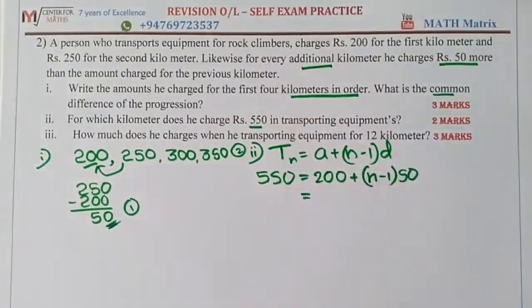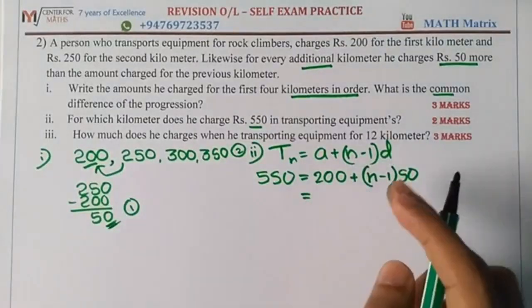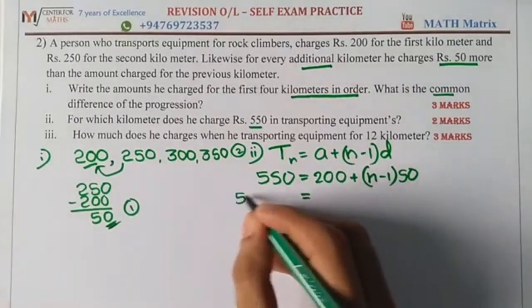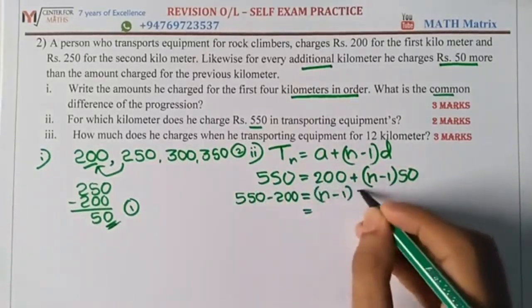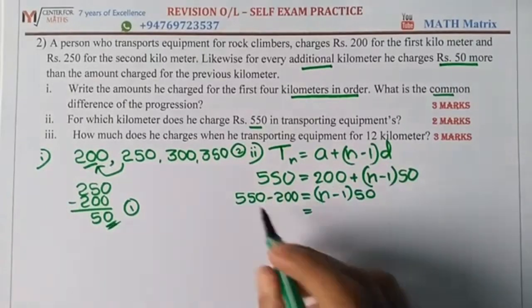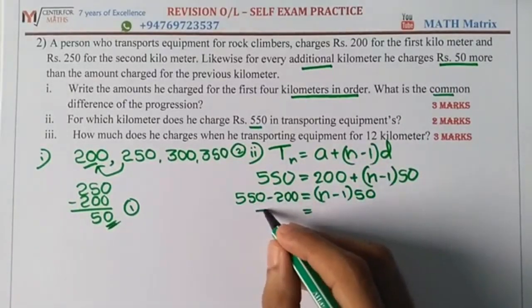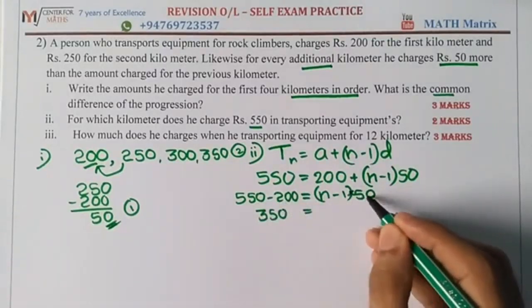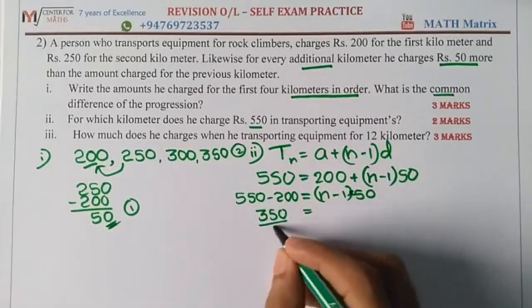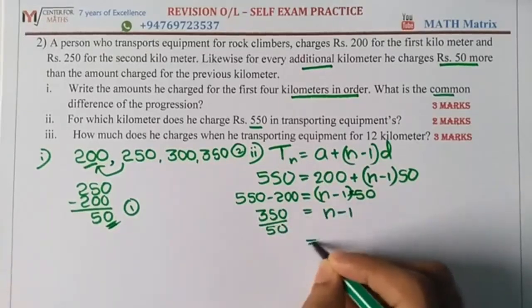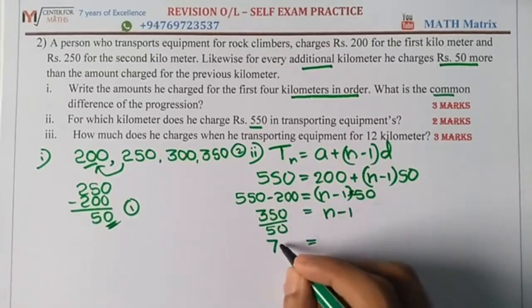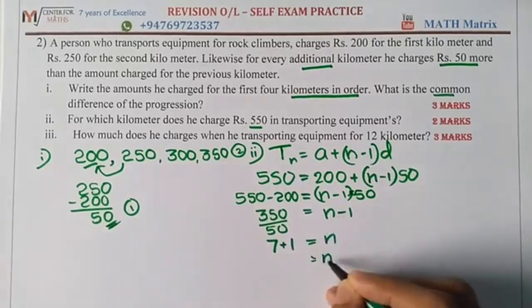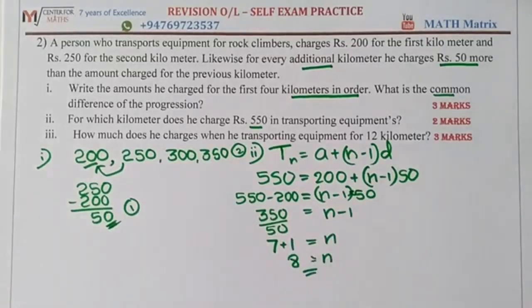Now can we make n the subject or not? Yes, that's easy for us. 200, if we take that to the right side, there will be minus. 550 minus 200, and n minus 1 within bracket into 50. So 550 minus 200, the difference is 350. Now into 50, if we take that to the left side, there will be division. So 350 divided by 50 is just 7, and minus 1, if we take that to the right side, there will be plus 1. So the final answer is 8. That means he charges 550 rupees for the 8th kilometer.